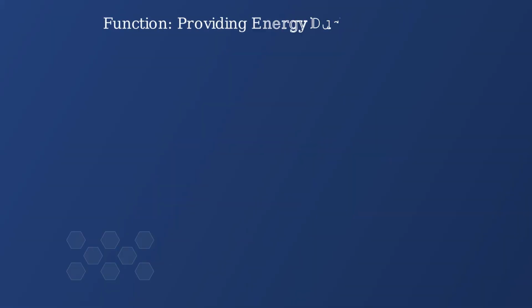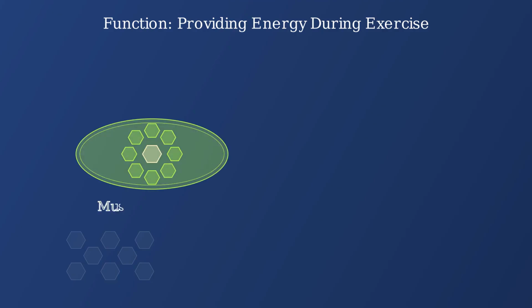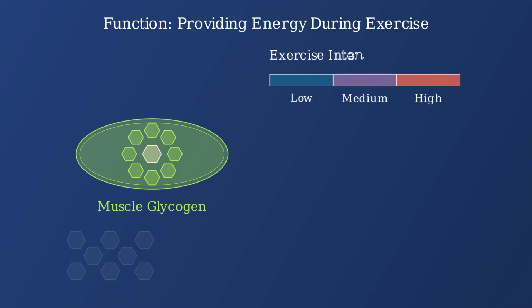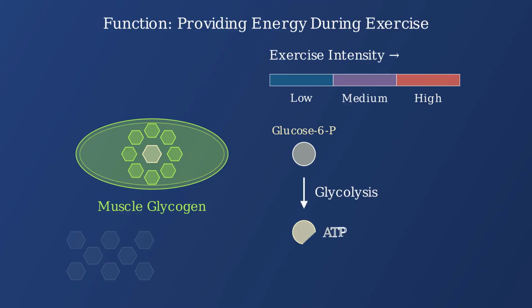During exercise, muscle cells need a rapid source of energy. Muscle glycogenolysis is crucial for providing immediate energy, especially during high-intensity activities. During exercise, glycogen in muscles is broken down through glycogenolysis, releasing glucose 6-phosphate. Glucose 6-phosphate enters glycolysis, a metabolic pathway that generates ATP rapidly.